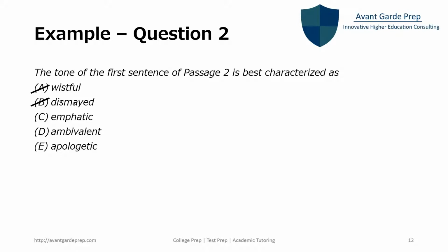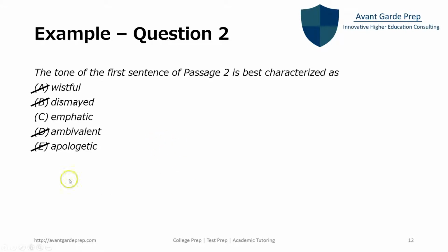D, ambivalent, to be uncertain as to which approach to follow. No, they're not uncertain. They're pretty sure about what they think, so D would not be correct. E, apologetic, to regretfully acknowledge fault or failure. No, they're not apologizing for anything. So that leaves us with C as our best answer.